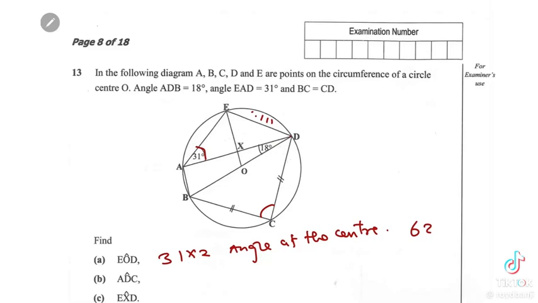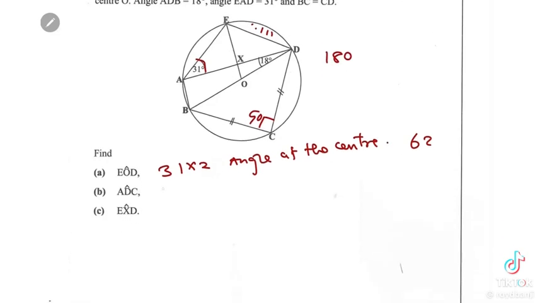For this one, you know that this is passing through the center, and you know that angles in a semicircle are 90 degrees. So this angle is 90 degrees. So if this angle is 90 degrees, you're going to say 180. Let me just say here, 180 minus 90, divide by 2.